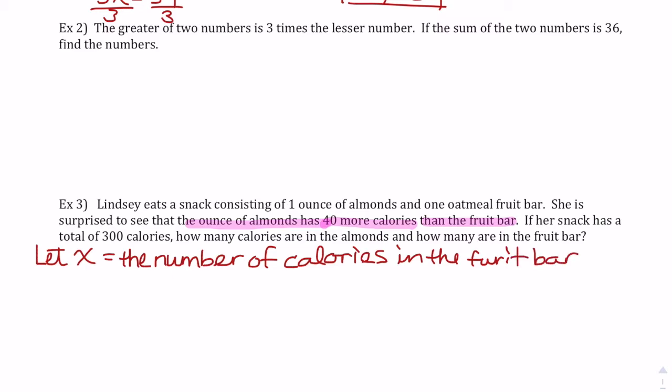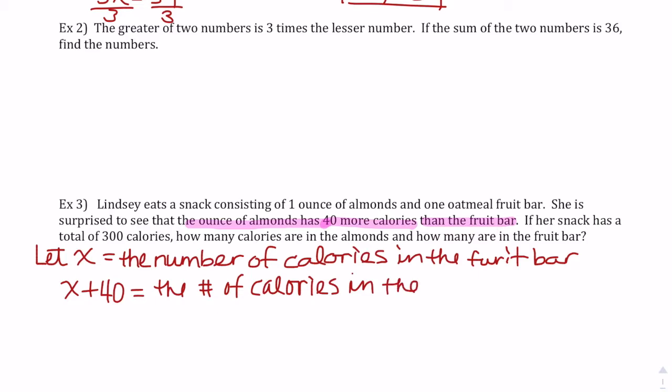Okay, then the next part is figuring out how to write the expression for the almond calories. Since it says the ounce of almonds has 40 more than the fruit bar, that's going to be x plus 40, and that's equal to the number of calories in the ounce of almonds.